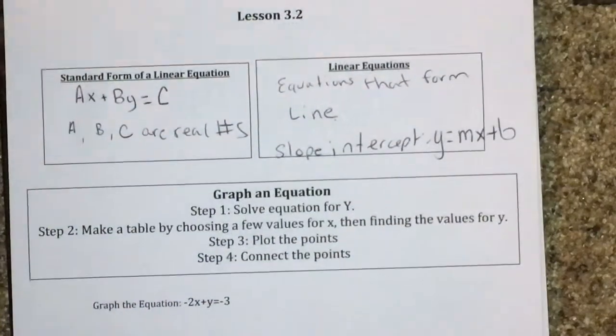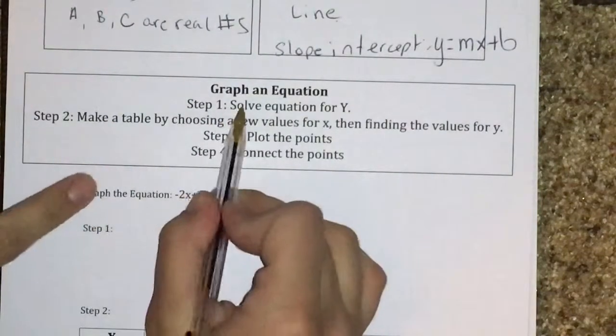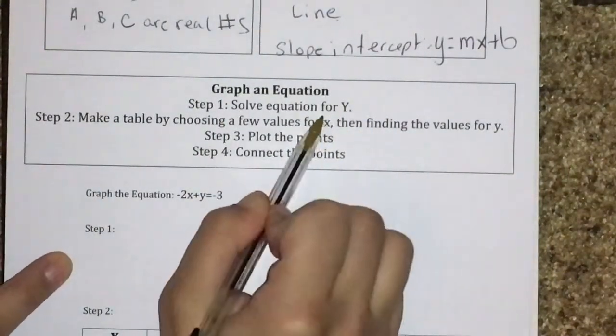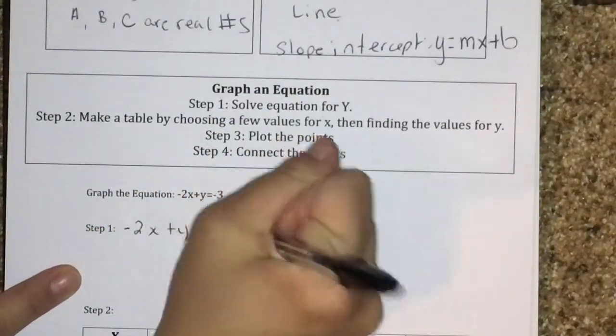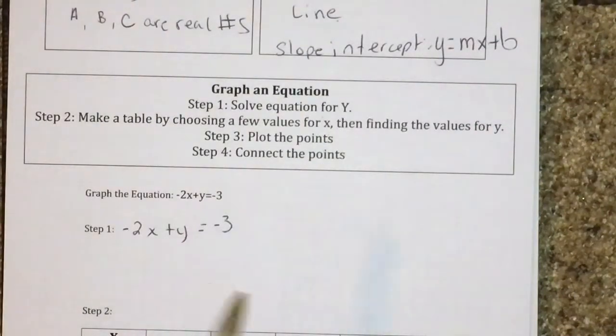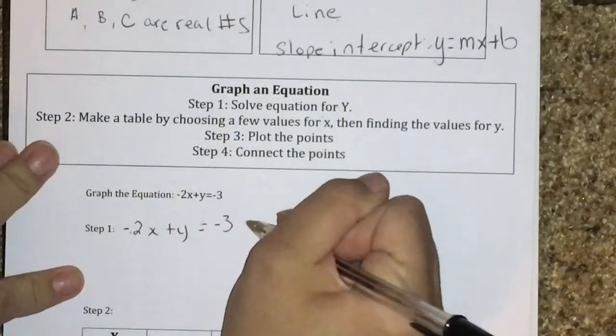Okay, so we're starting out with graphing an equation. There is not a set domain in this case. So step one is to solve the equation for y. Let's start with step one. We have negative 2x plus y equals negative 3. We have to decide what is happening to y and what we need to do so that we can solve for y. Well, y is being added by negative 2x, or in other words, subtracted by 2x. So we need to get the negative 2x on the other side.